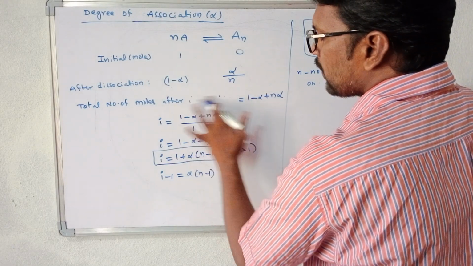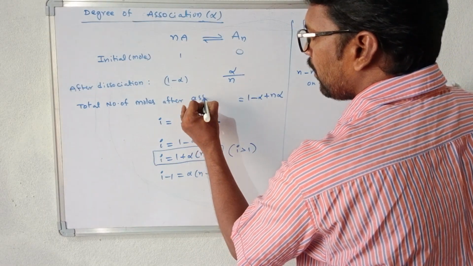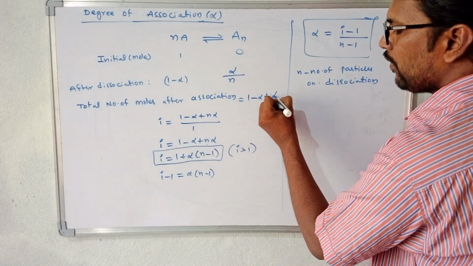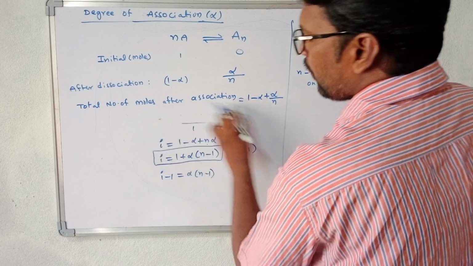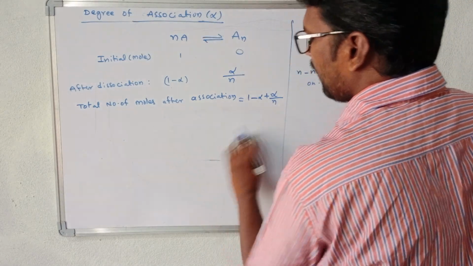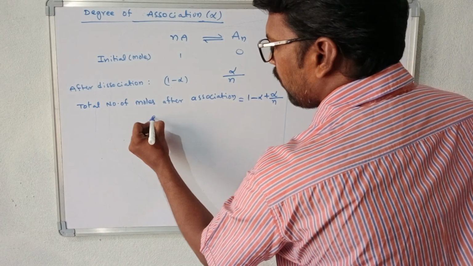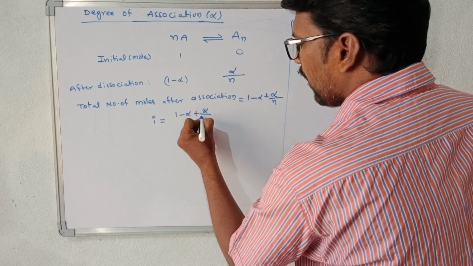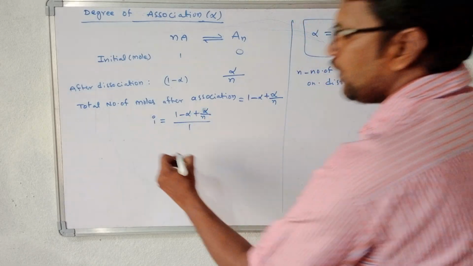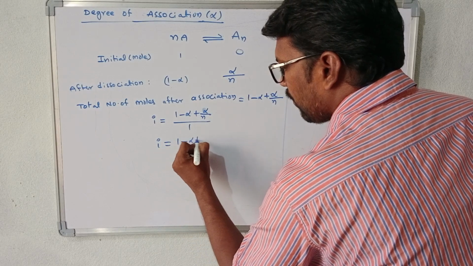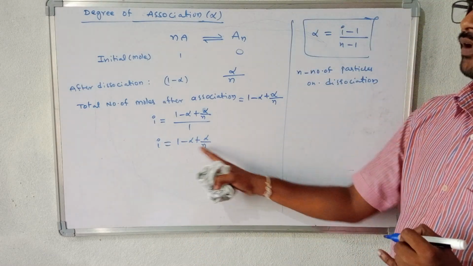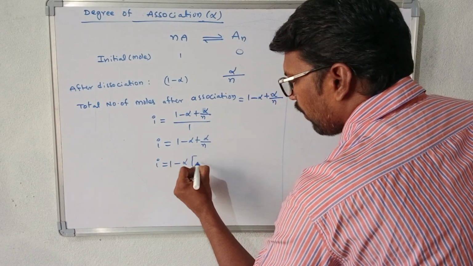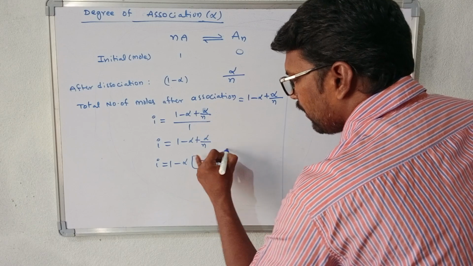So here, after association, total number of moles means we can add these two values. In place of n alpha we take alpha by n. So by taking 1 minus alpha plus alpha by n, the van't Hoff factor i is equal to moles after association by 1. So by 1 means no need to write here. So i is equal to 1 minus alpha plus alpha by n. Here we can take alpha common: 1 is present, and minus 1 by n is present.